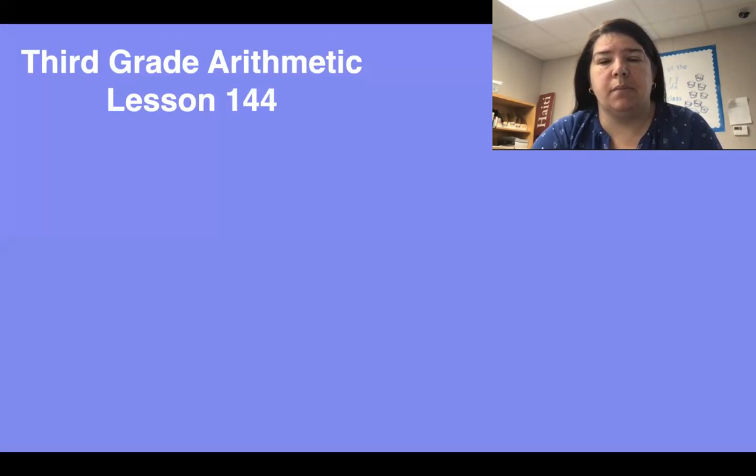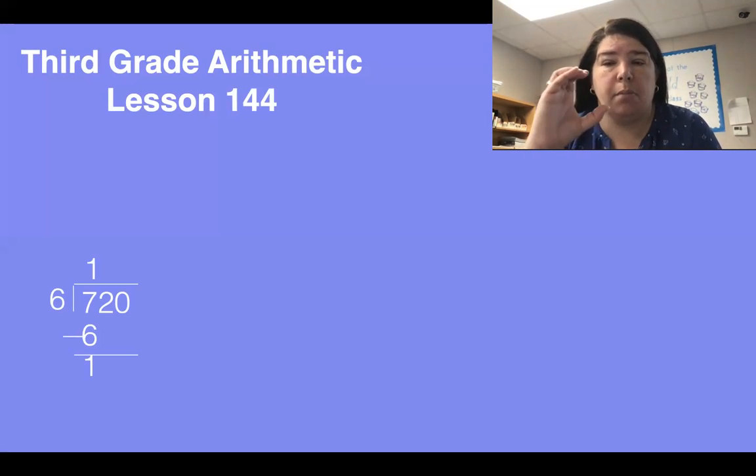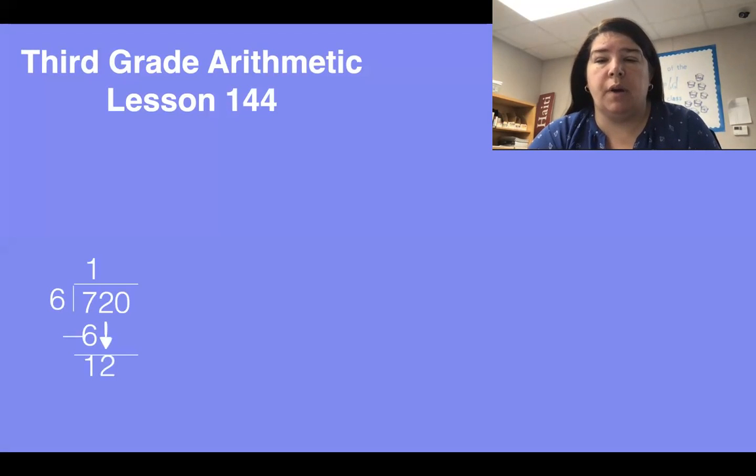Today we're going to start with some division. We have 720 divided by 6. Remember that 7 divided by 6 equals 1, and 1 times 6 equals 6, and 7 minus 6 equals 1, and 1 is less than 6. That's your compare part. 1 is less than 6, so we can bring down. We bring down the 2. We have 12 divided by 6 equals 2. 2 times 6 equals 12. 12 minus 12 equals 0.